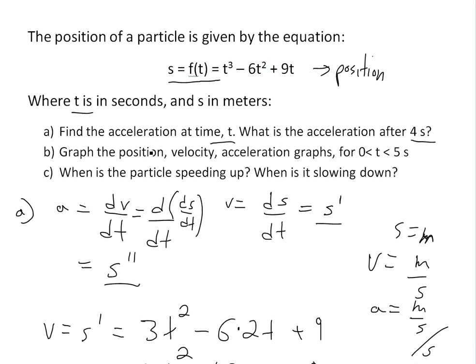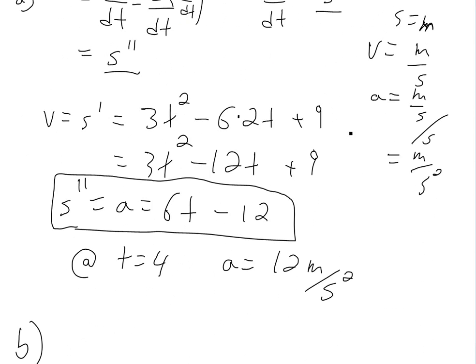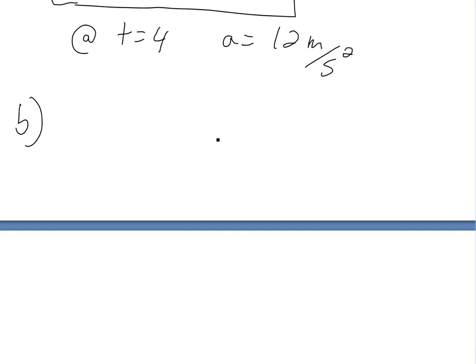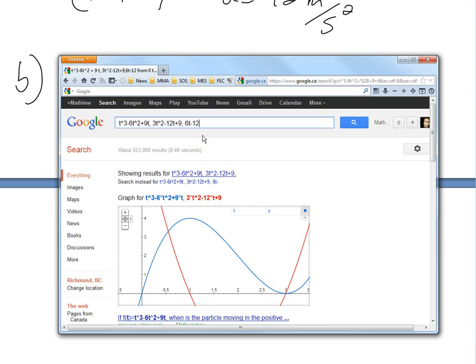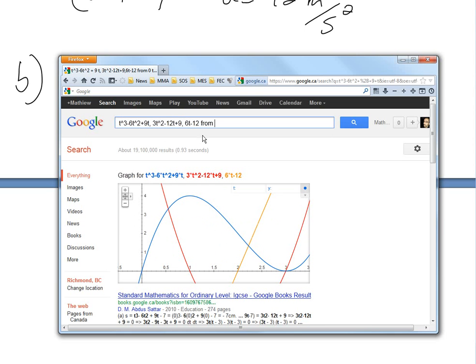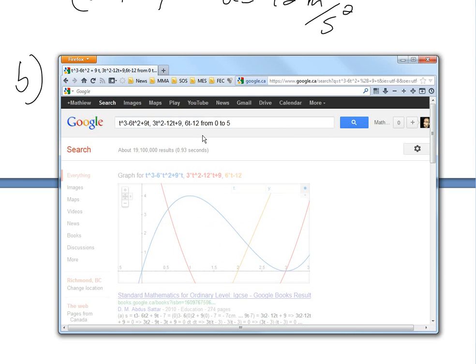What is part B? Graph the acceleration for graphs between 0 to 5 seconds. Well, this one we'll just use a Google graphing calculator, which is pretty amazing. Let's bring it up. If we just drag in the Google calculator, let's put in the functions here: t^3 minus 6t^2 plus 9t, then the velocity, 3t^2 minus 12t plus 9, and then the acceleration, 6t minus 12. You can also do this from 0 to 5, so it automatically puts it where we want it.